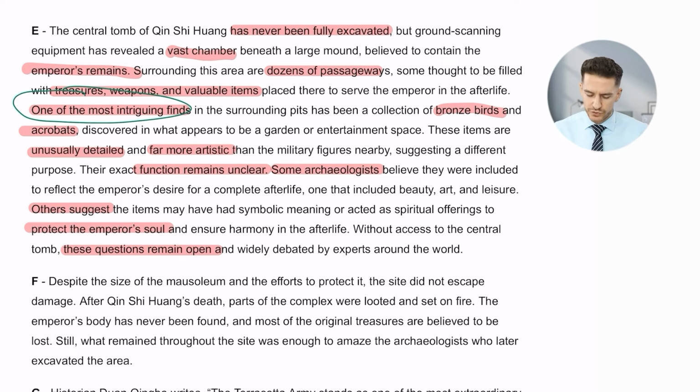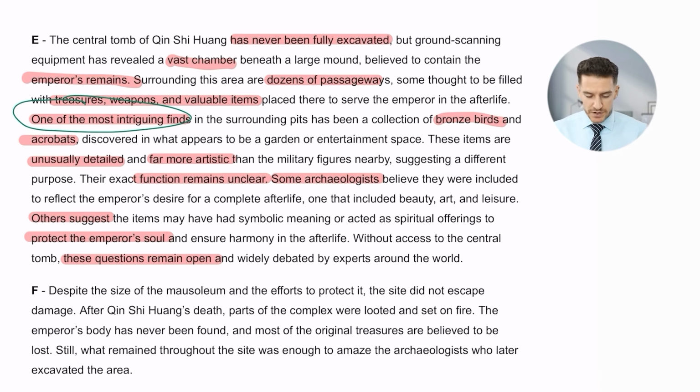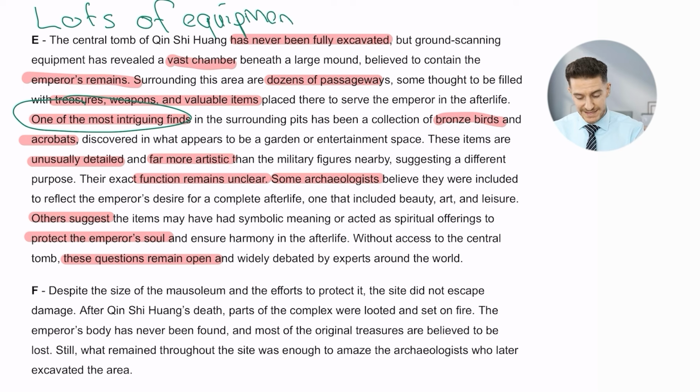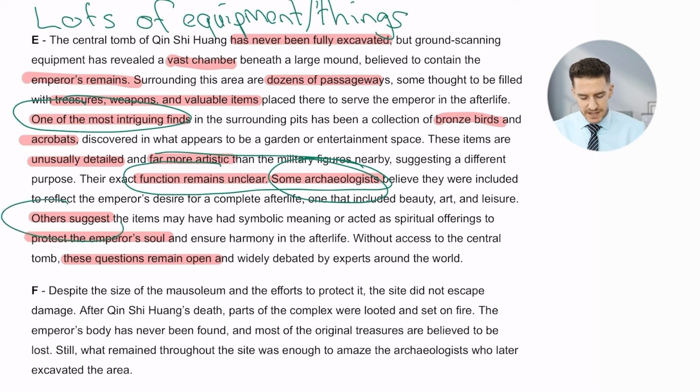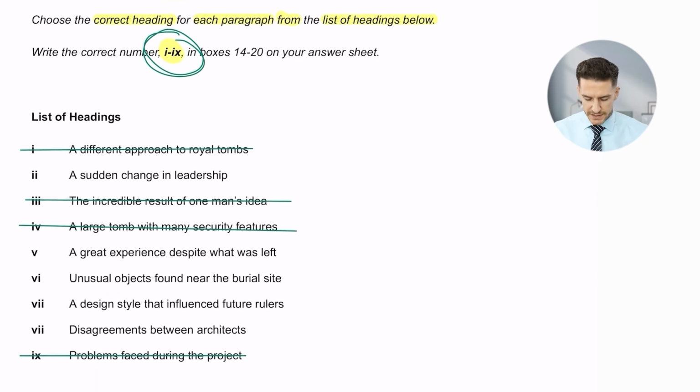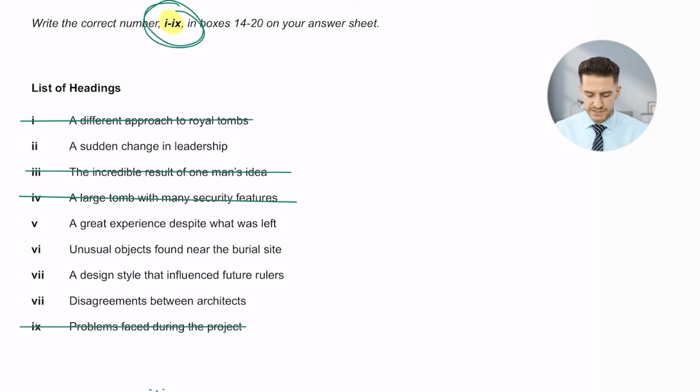So this one could have two headings, I guess, but I'm just going to go with something simple, which is lots of equipment or lots of things. So let's write that in, things. But I'm going to keep in the back of my mind that it also could have another heading, because like I told you before, it talks about this. Their function remains unclear. Some people think this, other people think that. So I'm just going to keep that in my mind. So let's go back. And once again, same process.